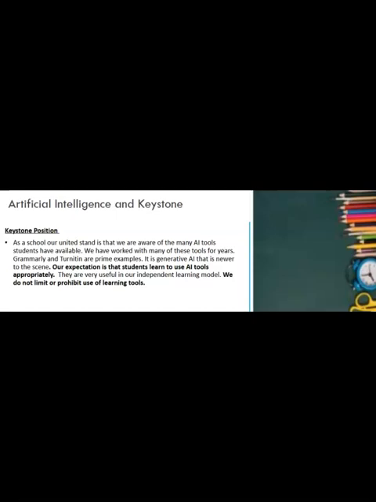As a school, our united stand is that we're aware of the many AI tools students have available. We've worked with many of these tools over the years. Things like Grammarly and Turnitin are prime examples. It's generative AI that is newer to the scene, but our expectation is simply that students learn to use AI tools appropriately. They're very useful in our independent learning model, and we do not limit or prohibit the use of the learning tool.